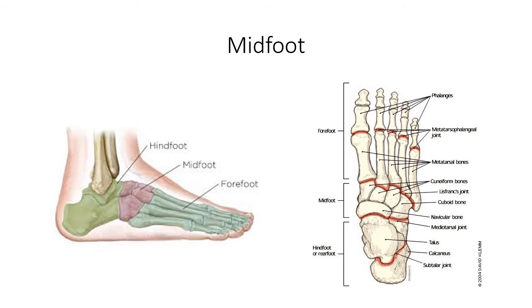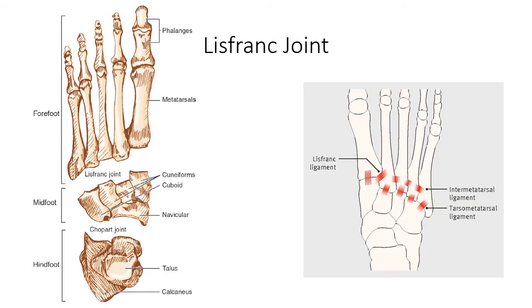The second region of the foot is the midfoot. It is composed of the navicular bone, cuboid bone, and the three cuneiform bones. It articulates with the forefoot through the Lisfranc joint. And one of the most important stabilizers for the foot is the Lisfranc ligament, which is between the medial cuneiform and the base of the second metatarsal bone.